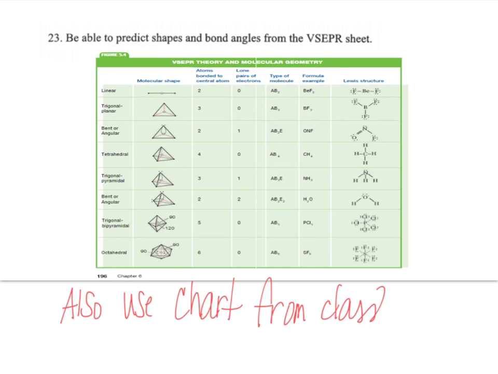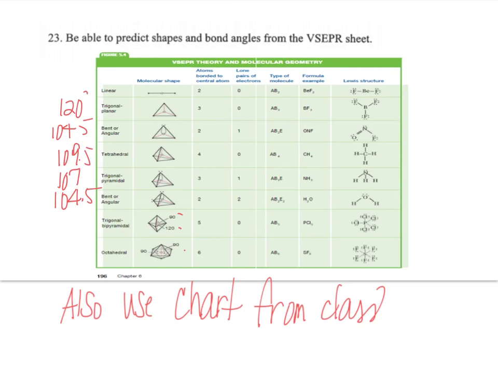But let me go ahead and jot down these. For trigonal planar, the bond angle is 120 degrees. For bent or angular, it's going to be 104.5. For tetrahedral, it's going to be 109.5. For trigonal pyramidal, it's 107. Bent or angular, again, is 104.5. And then down here with octahedral and trigonal pyramidal, they give you those right there and there.